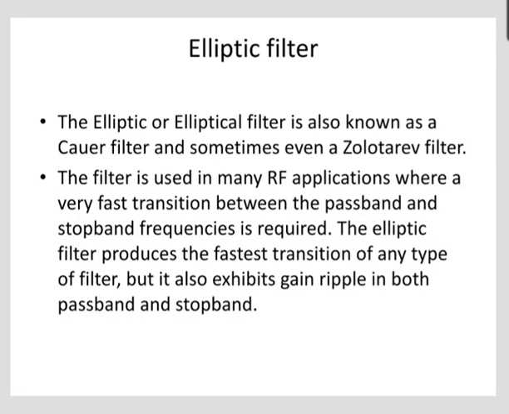Next is the elliptic filter. The elliptic or elliptical filter is also known as a Cauer filter and sometimes even a Zolotarev filter. This filter is used in many RF applications where a very fast transition between the passband and the stopband frequencies is required. The elliptic filter produces the fastest transition of any type of filter, but it also exhibits a gain ripple in both the passband and the stopband.